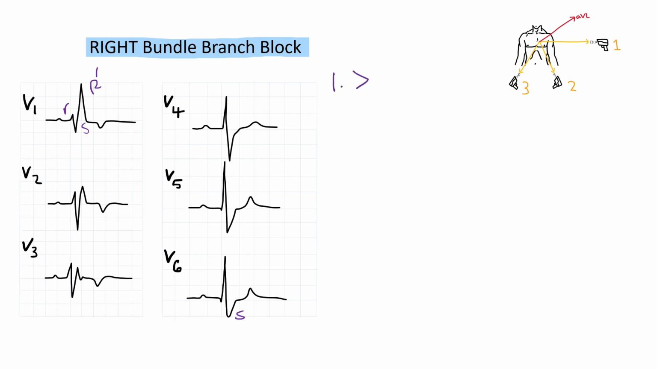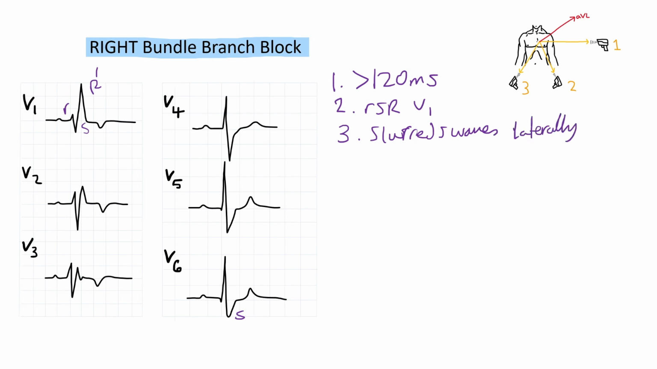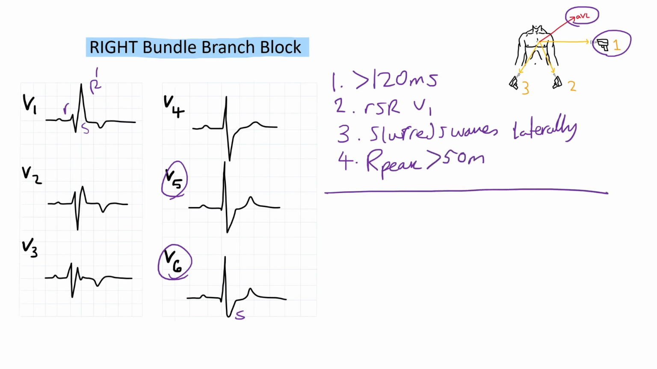So the most important one is that the QRS should be more than 120 milliseconds. The second criteria is that there should be an RSR pattern in V1. The third criteria is that there should be slurred S waves in the lateral leads. Remember, lateral refers to V5, V6, aVL and lead 1. And the last criteria is that the peak R time in V1, the R peak, is more than 50 milliseconds. And these together make our four main criteria.